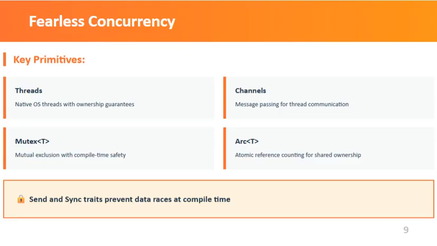Rust enables fearless concurrency with threads, channels, mutexes, and atomic reference counting. The Send and Sync traits automatically prevent data races at compile time. You can write concurrent code confidently, knowing the compiler has your back.